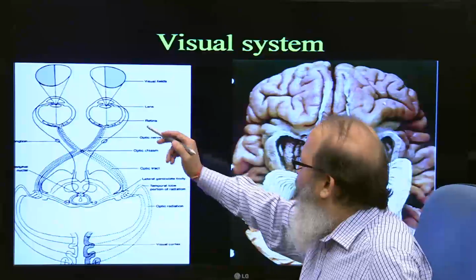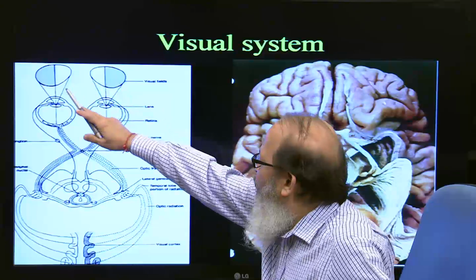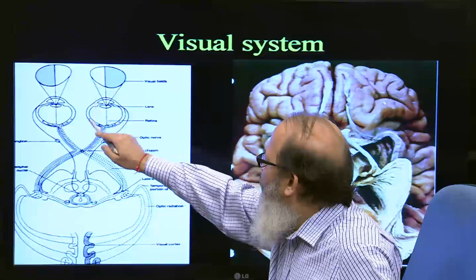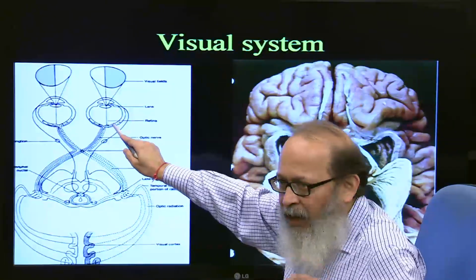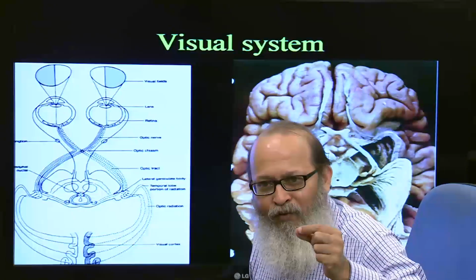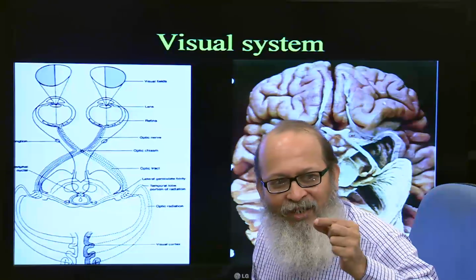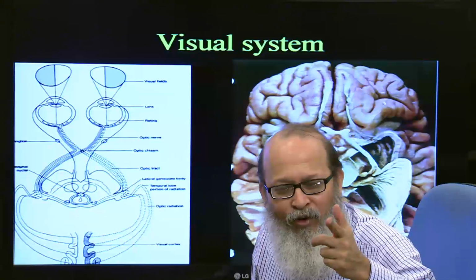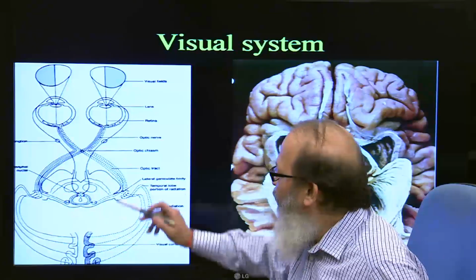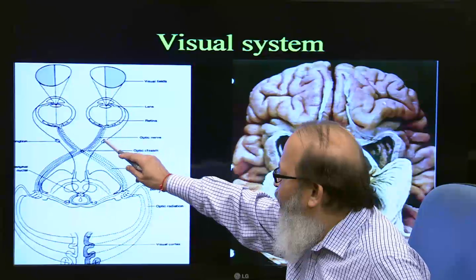Similarly, when you look at vision, see, this is the visual system. This is your eye, light falls on the retina, that means a photon falls on the retina and excites an electron in a protein called rhodopsin, which sets in an electrical current.